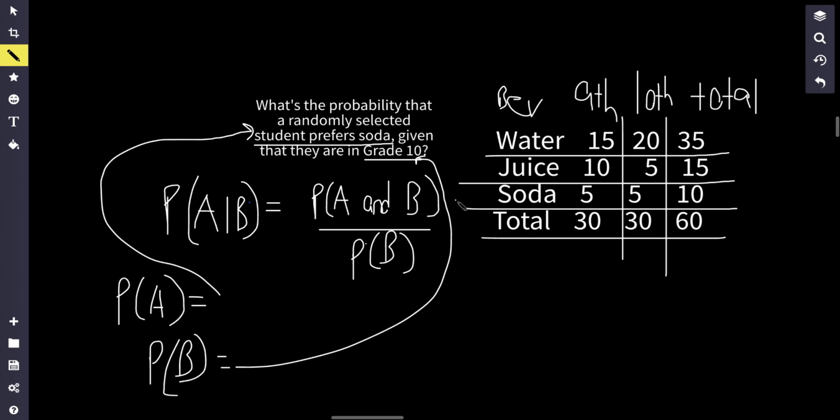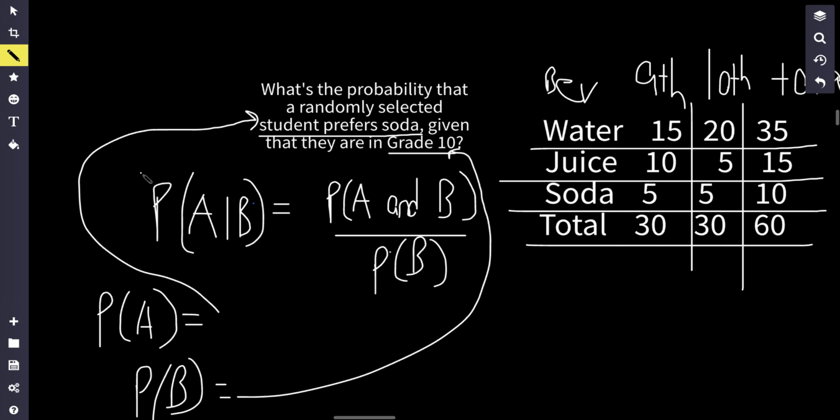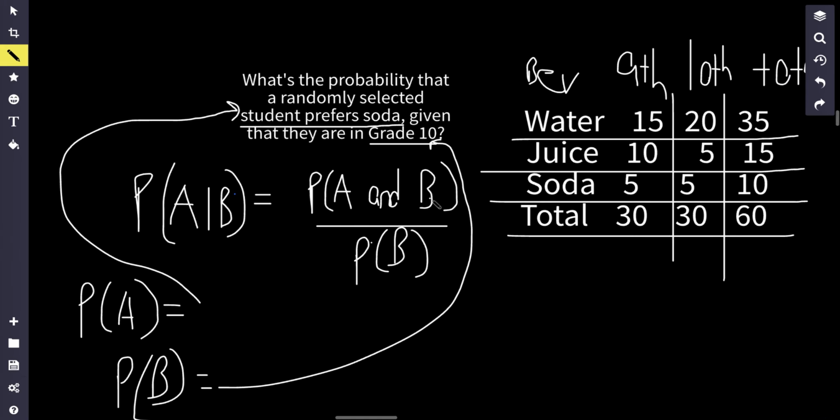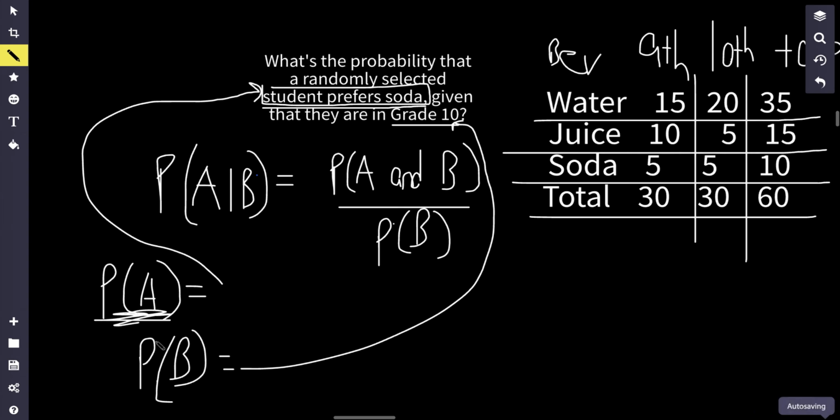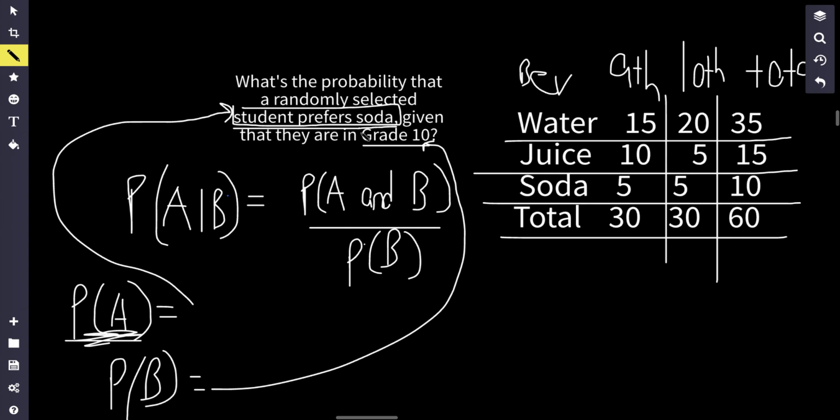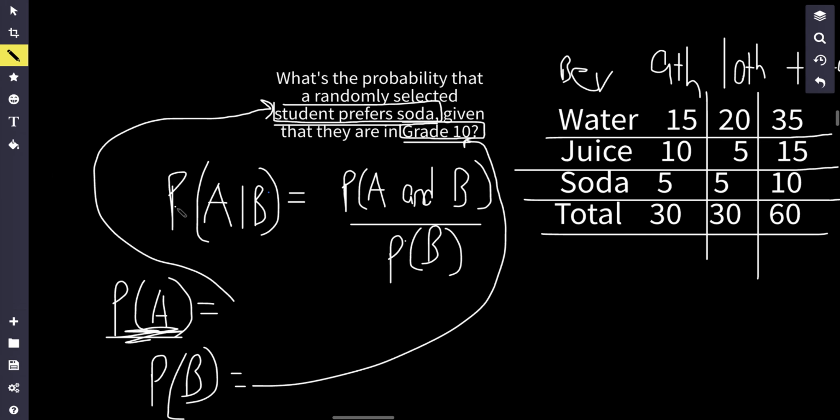From the examples I've shown before, I've kind of proved that the probability of A given B is equal to the probability of A and B divided by the probability of B. What does this all mean? So the probability of A in this context represents the probability that a student prefers soda. And the probability of B represents the probability of a student being in grade 10. So the probability of a student preferring soda given grade 10, this straight line over here, basically represents given.